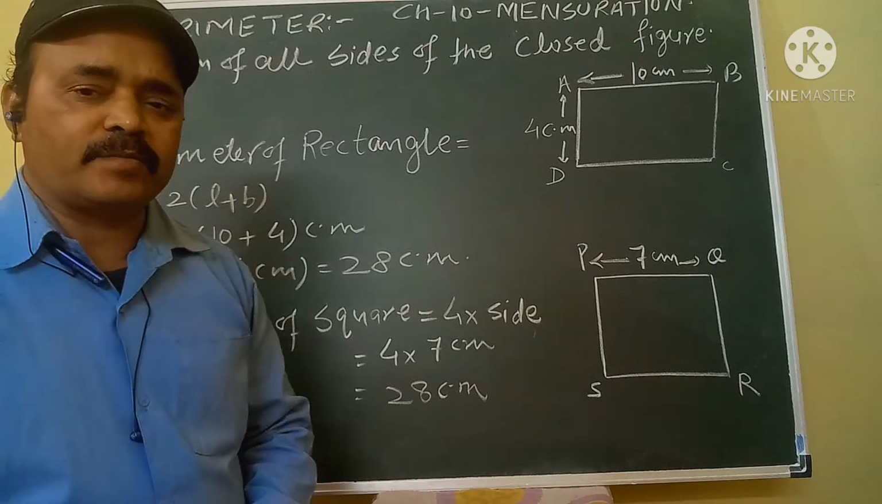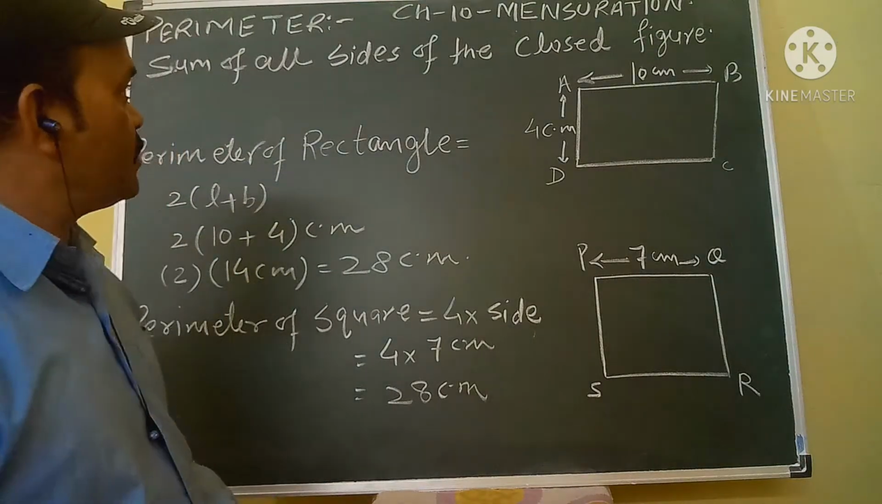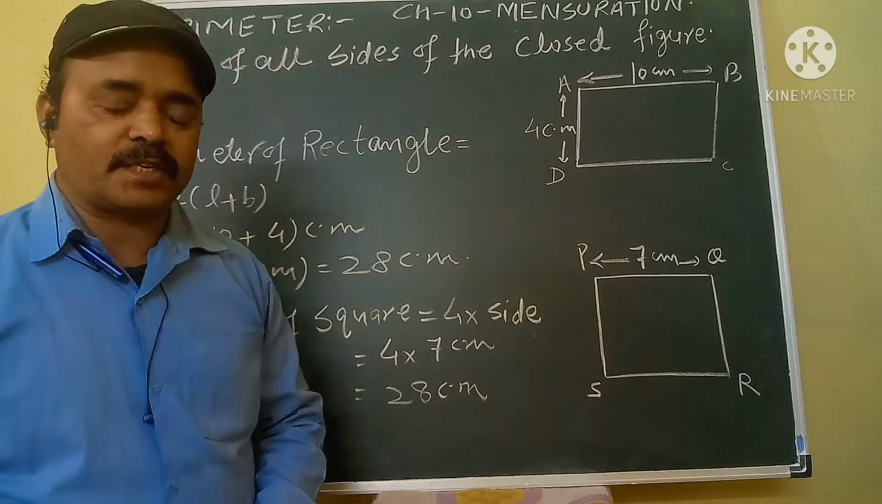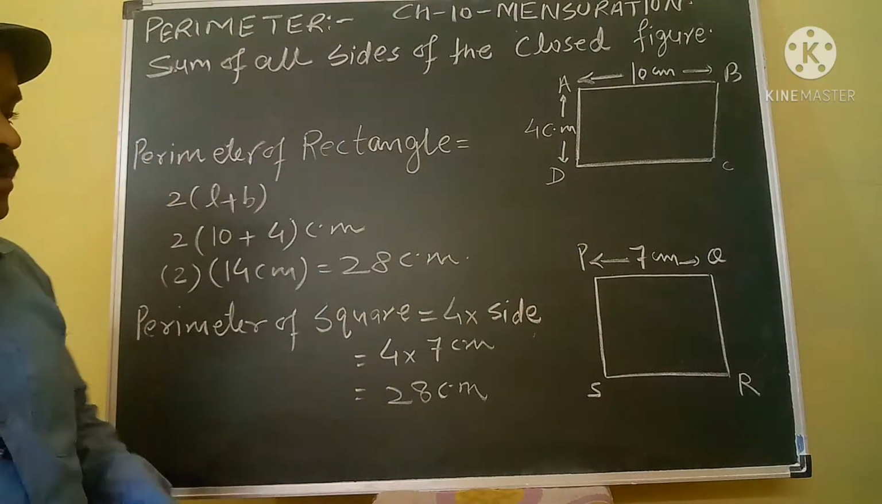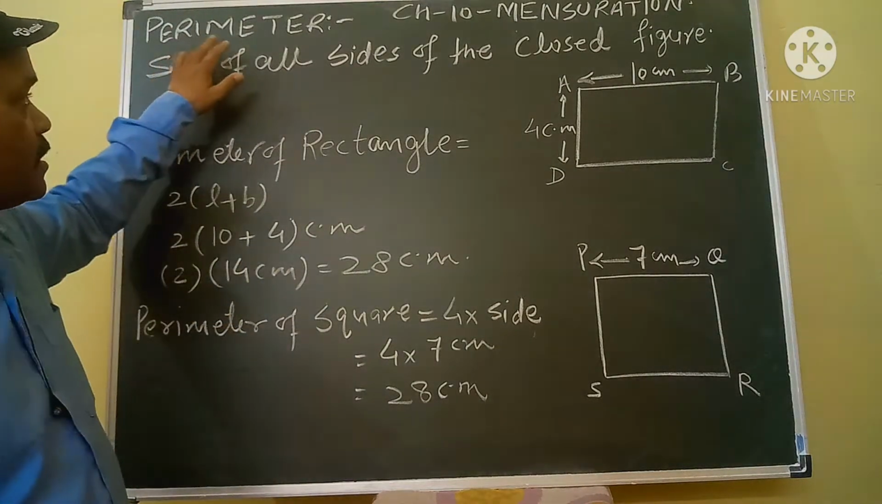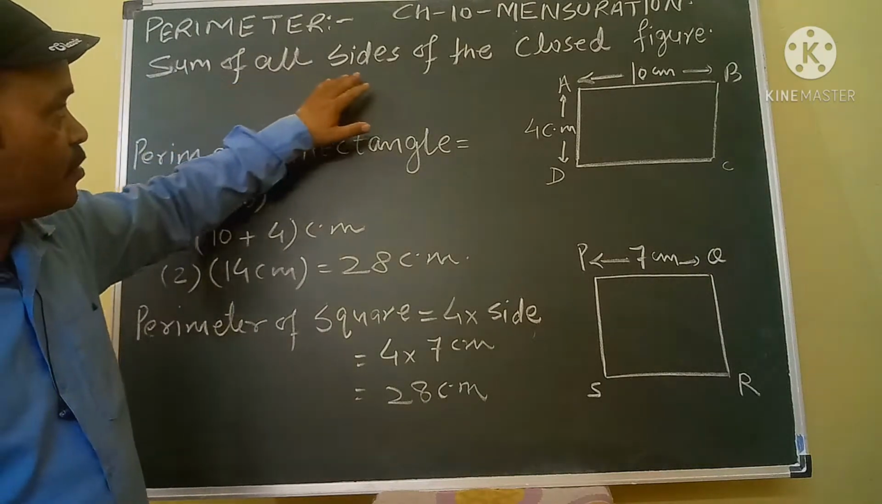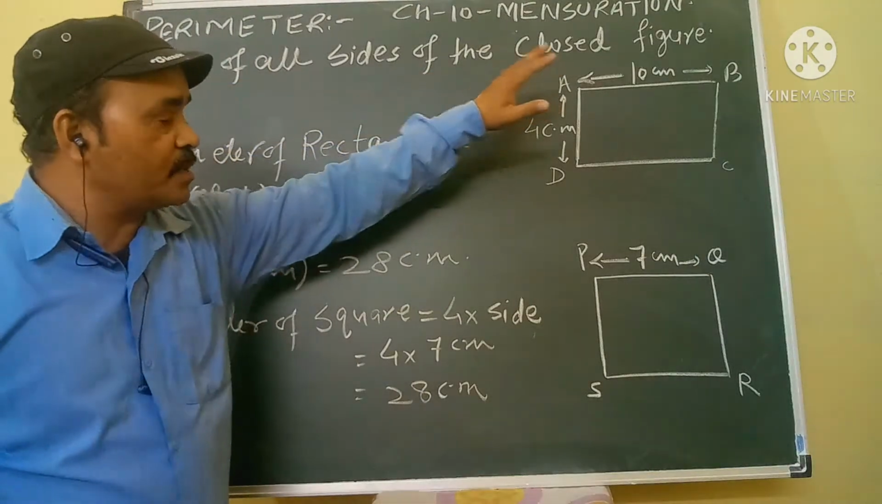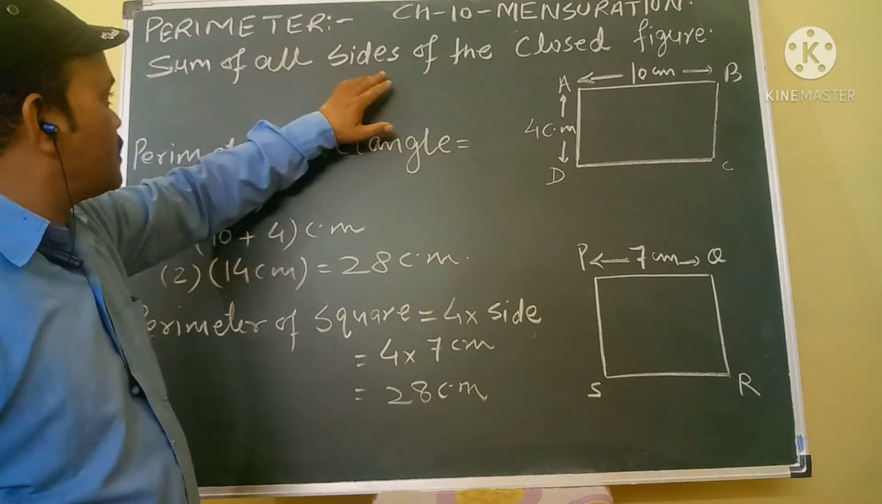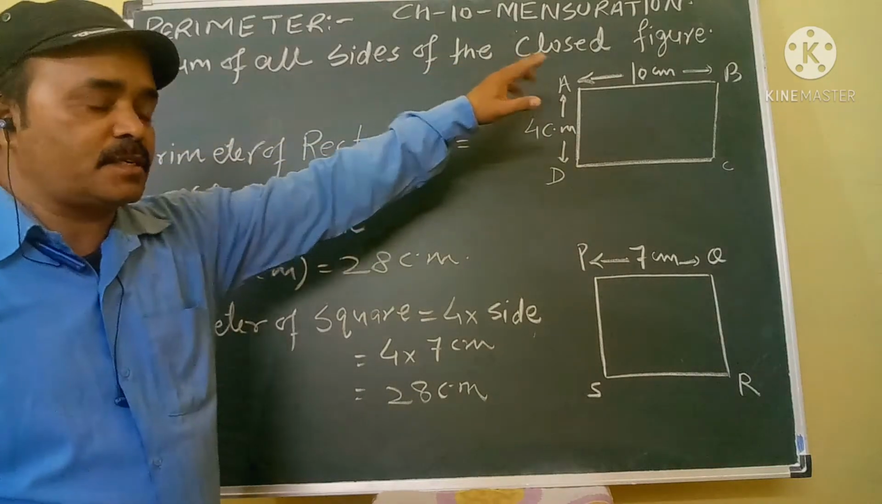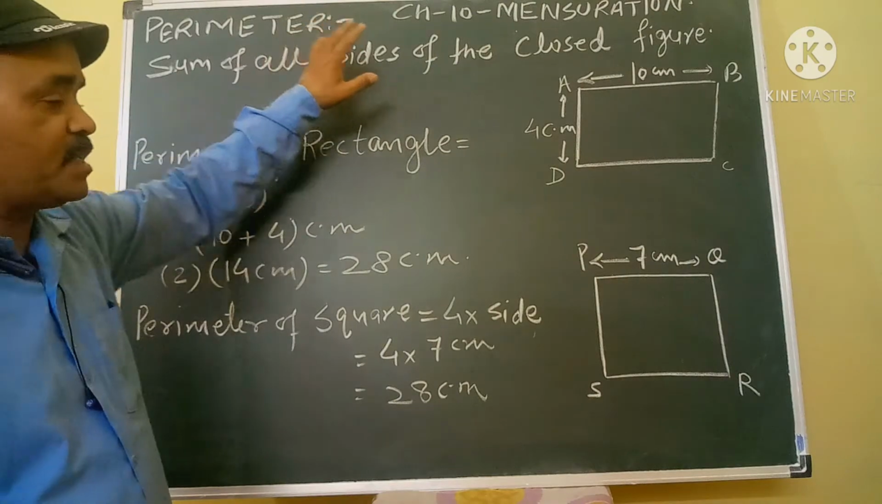Now today we will discuss our new chapter 10, mensuration. In this chapter, first we will discuss what is the meaning of perimeter. Perimeter means the sum of all sides of a closed figure. The sum of all sides of a closed figure is called the perimeter.